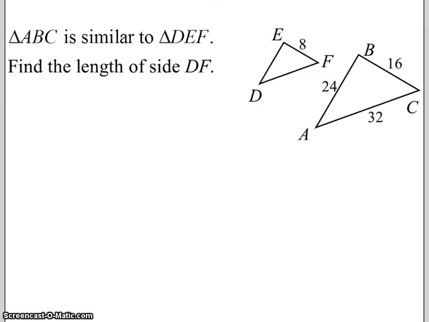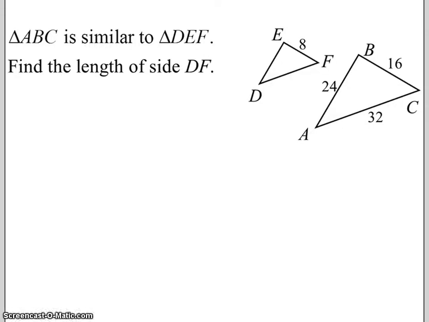Okay, in this question, it's given that triangle ABC is similar to triangle DEF, and then it says find the length of DF. As you can see, there is not an indicated length at DF. So just some helpful information about similar triangles. Similar triangles are pairs of triangles that are exactly the same shape, but not necessarily the same size. As you can see, these two triangles are the exact same shape, but they're definitely not the same size.